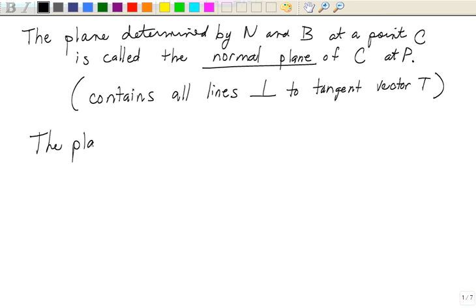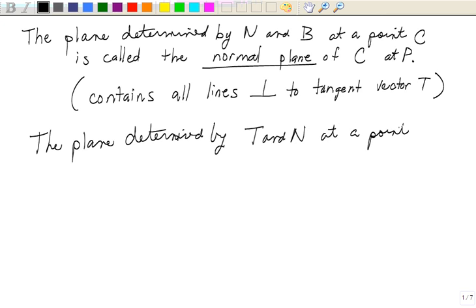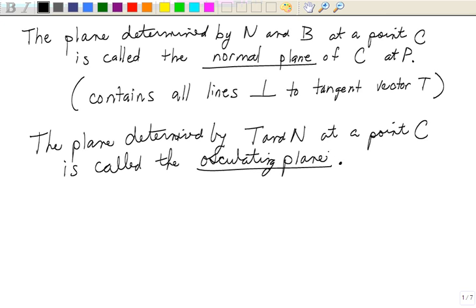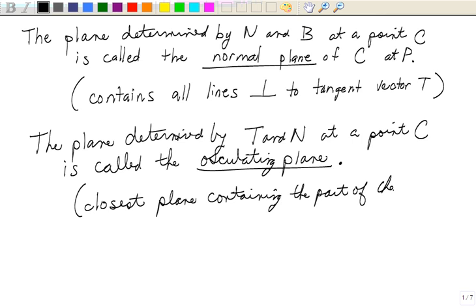And the plane determined by T and N, the tangent vector and the normal vector, at a point P on the curve C is called the osculating plane of C at P, and it's the closest plane containing the part of the curve nearest P.